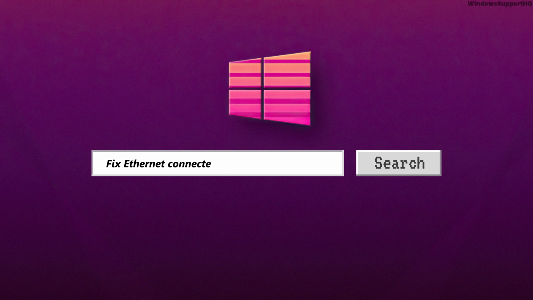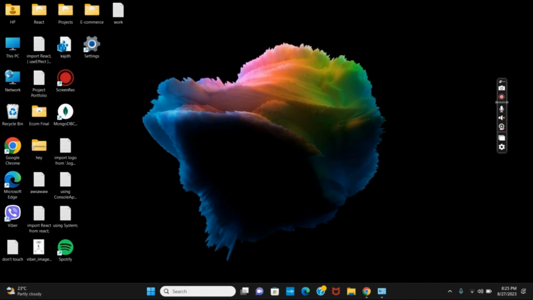Ethernet connected but no internet access on Windows 11 or Windows 10. Hey everyone, let's get started with some of the solutions for this. The first one is running the troubleshooter.